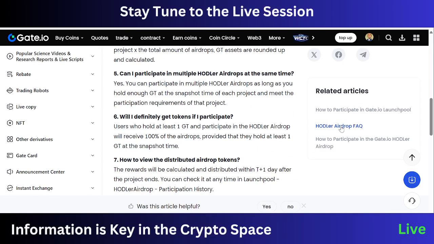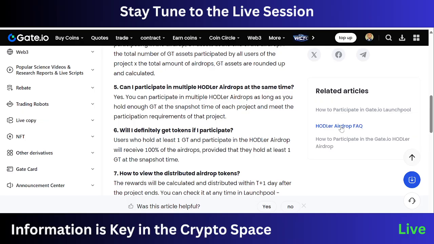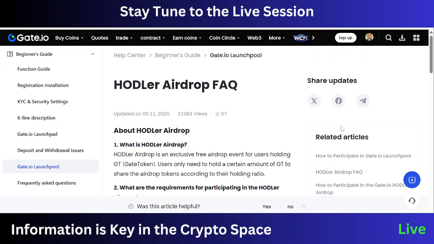Can I participate in multiple holder airdrops at the same time? Yes, you can participate in multiple holder airdrops as long as you hold enough GT at the time of the snapshot.